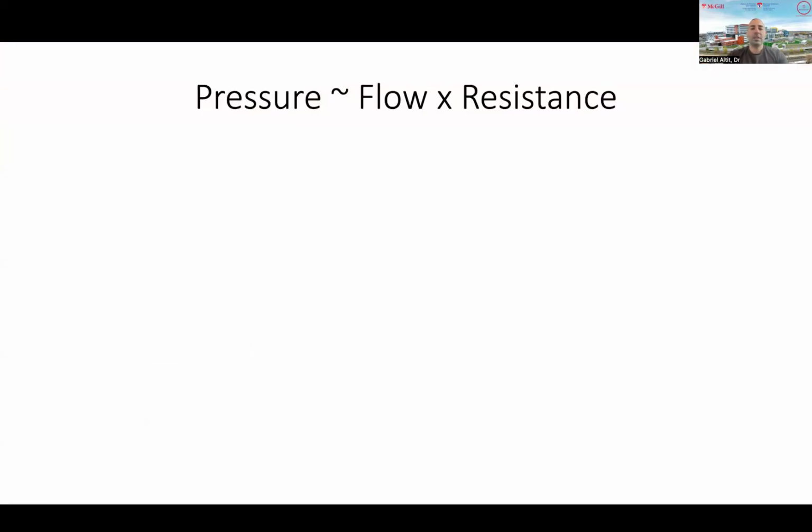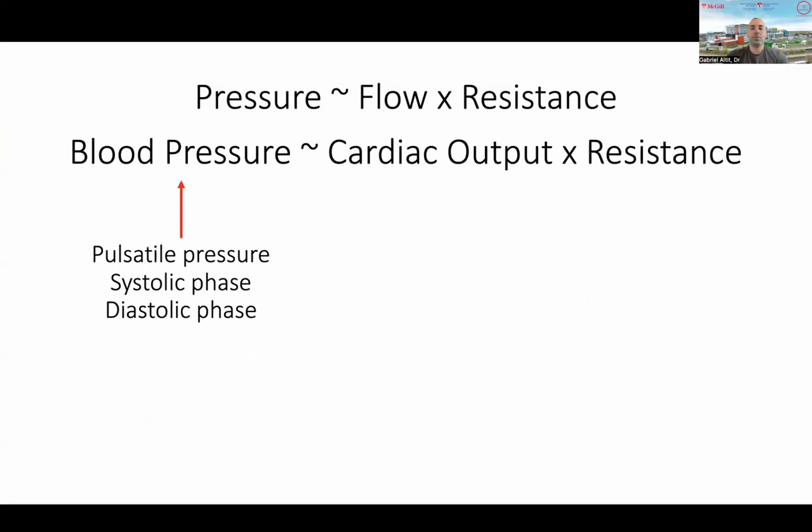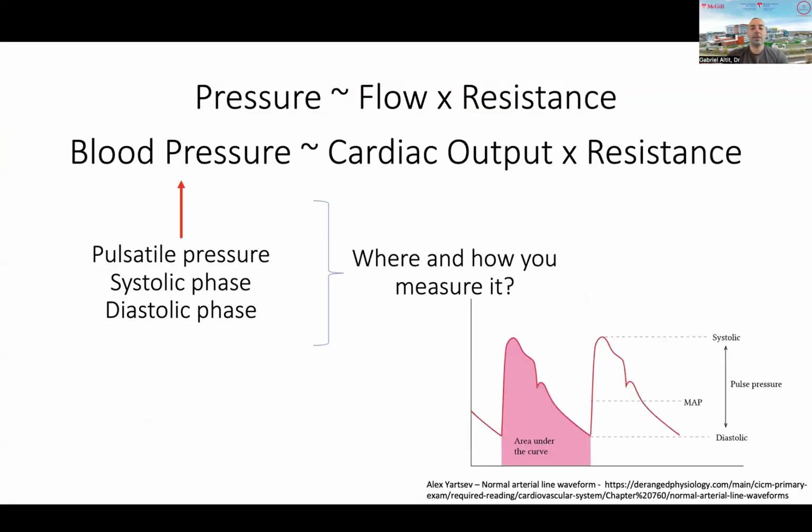So I did mention that pressure is a function of flow times resistance. And so if we put it into the context of the overall system, we can think about the blood pressure as cardiac output times resistance. We know we are a pulsatile pressure system with a systolic and diastolic phase. And so the mean is actually the area under the curve of this pressure curve.